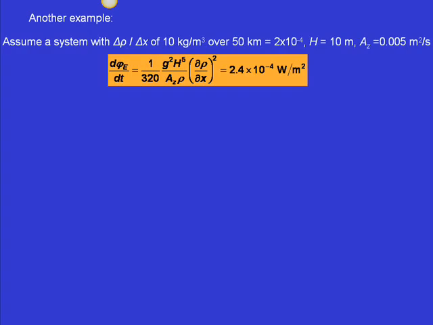Okay. So from the estuarine circulation, the stratifying power from the estuarine circulation, we know the value of g. H is 10 meters. A sub z is 5 times 10 to the minus 3. Rho is 1020. We can use 1025. d rho dx is 2 times 10 to the minus 4 squared. So that gives us a stratifying power of 2.4 times 10 to the minus 4 watts per square meter.